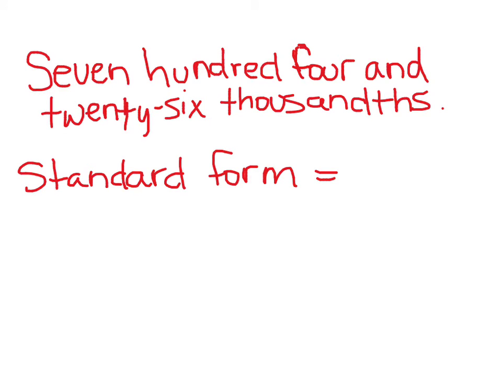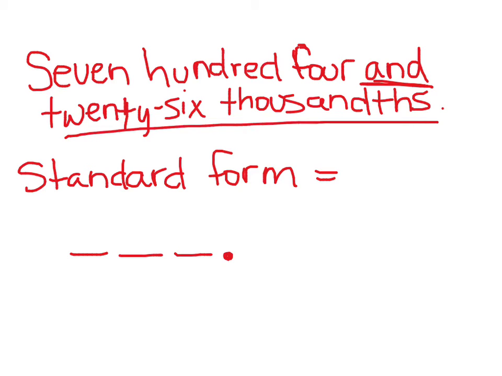Okay, so I gave you the number 704 and 26 thousandths. I want to put it in standard form. So I know that 704 is 3 whole numbers, so I'm going to put 3 spots for my whole number. I know that this "and" is a decimal. And then it says 26 thousandths. So thousandths is 1, 2, 3, so I need 3 decimal places. So now I just have to fill in the blanks.